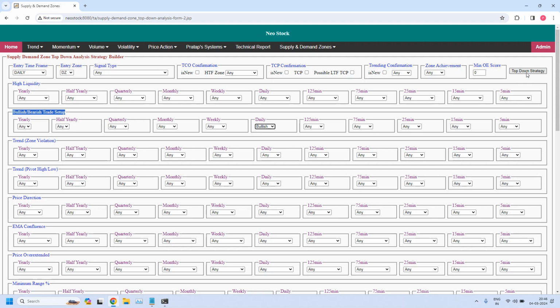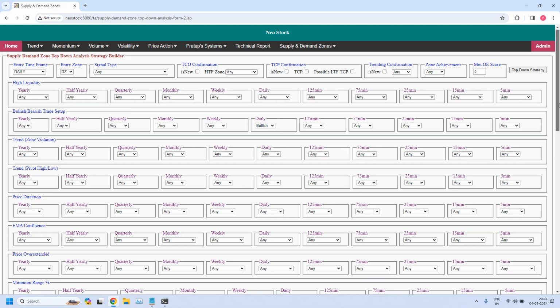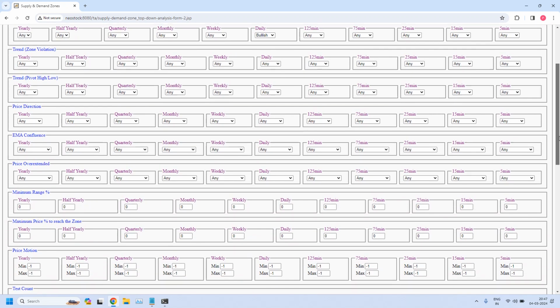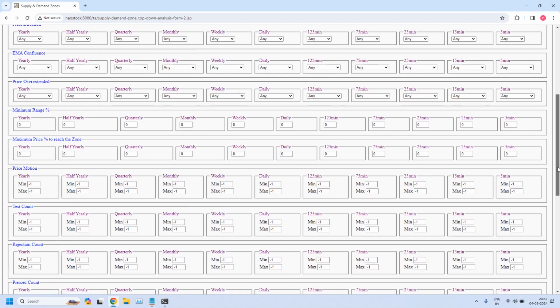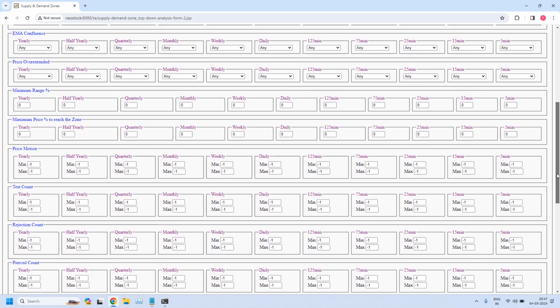Now let us generate the report by clicking this button. But at present the market is at the all-time high. Many stocks are supporting bullish, maybe over 90 or 100 plus stocks. It is impossible to analyze all the stocks, so I am setting some filters. The first filter I am going to set: we don't want pierced zones. For that we have a parameter, pierced count. In daily time frame, you need to set zeros, minimum 0, maximum 0. That means pierced count should be 0. It indicates the zone is not pierced.